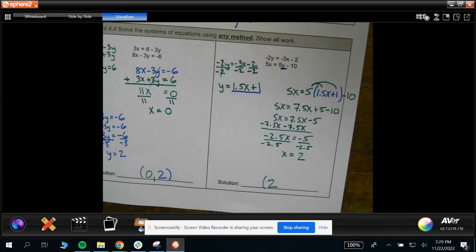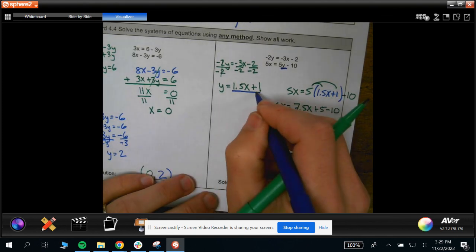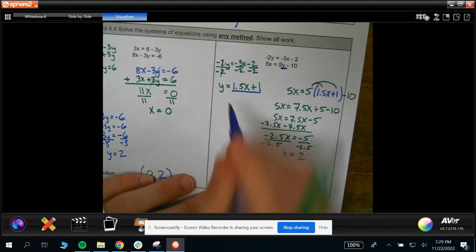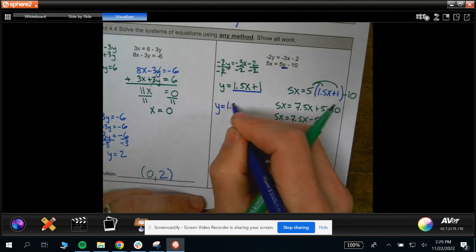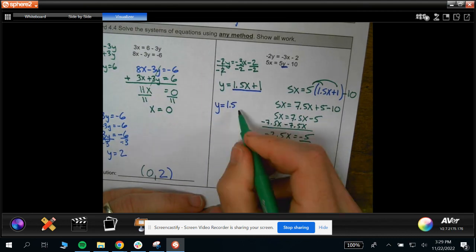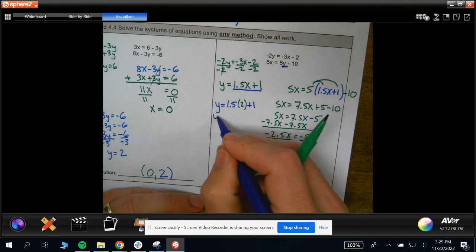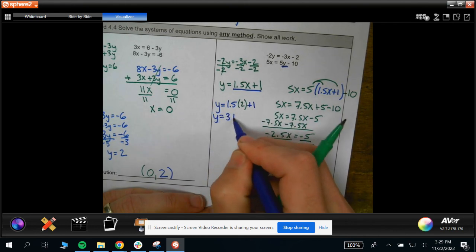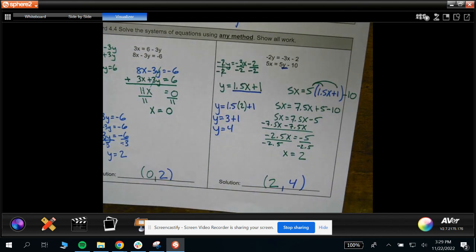All right, time to find y. Well, here's my equation: y equals 1.5x plus 1. I can use that. So I'm going to say y equals 1.5 times, what did I figure out x was? 2, plus 1. So 1.5 times 2 is 3. 3 plus 1, so y equals 4. Our solution is (2, 4).